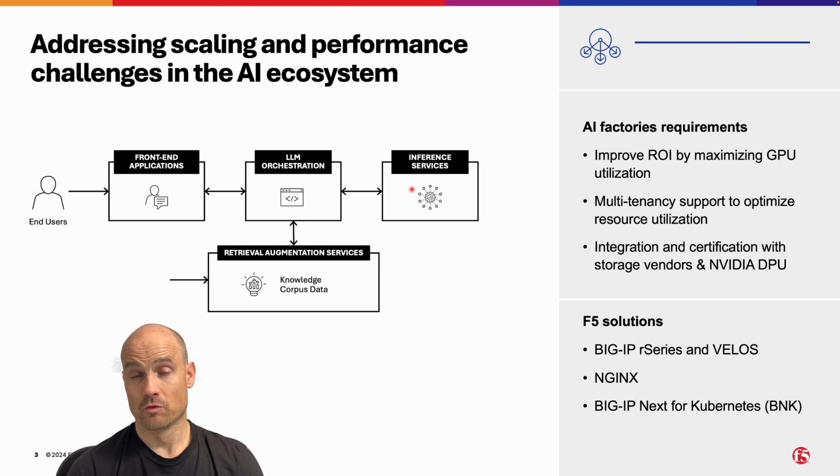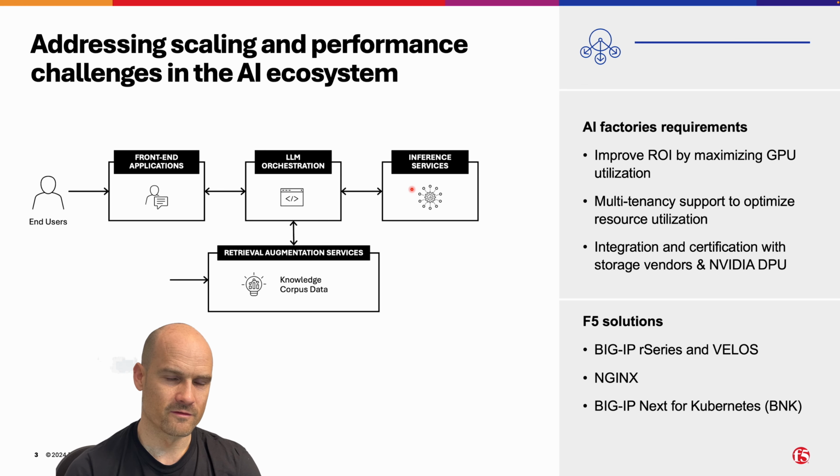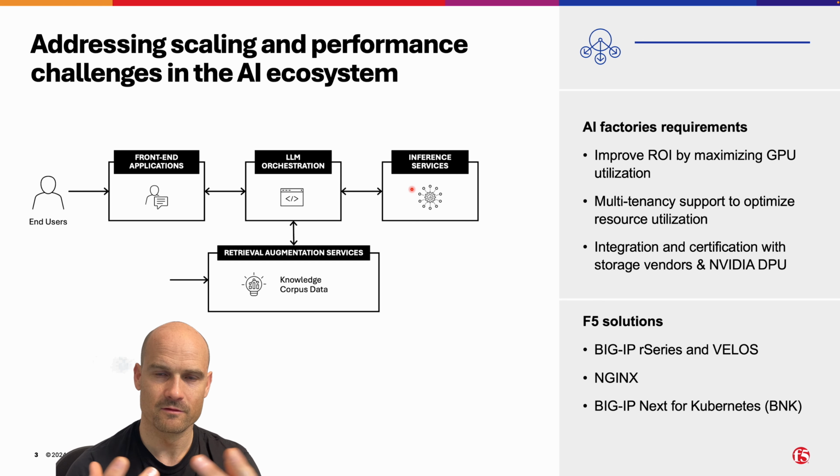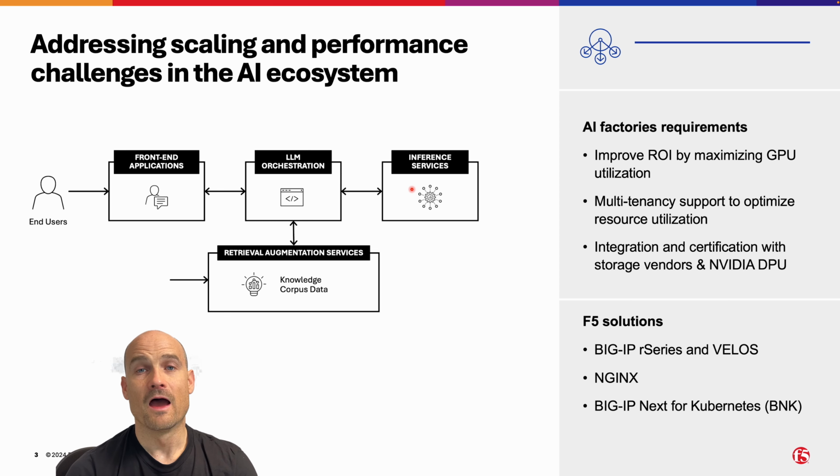In terms of solution, I will present different solutions. The BIG-IPs with an S, okay, so the R series and the VELOS. R series is an appliance, VELOS is a chassis. The NGINX could fit, okay, despite it's a small, lightweight instance, it can fit in some use cases. And the last one is BIG-IP Next for Kubernetes, or BNK.